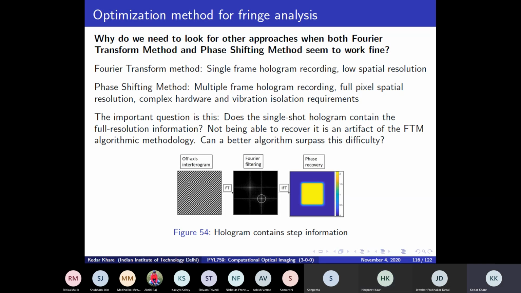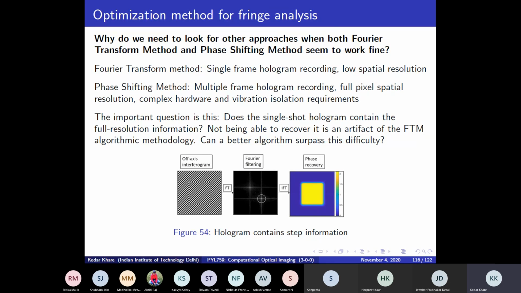Okay. So what I'm saying is that the single shot method is good from a practical standpoint. But the traditional algorithm that exists for handling the single shot hologram is not good from a resolution standpoint. The multi-shot method is hard to implement, meaning it's also expensive to implement, but it gives you full resolution. So it will be nice if you could actually get this full resolution out of a single shot itself.